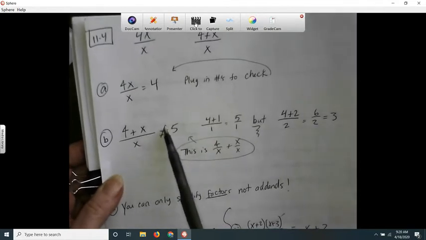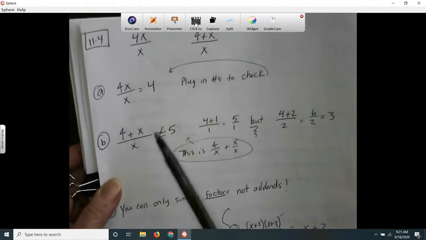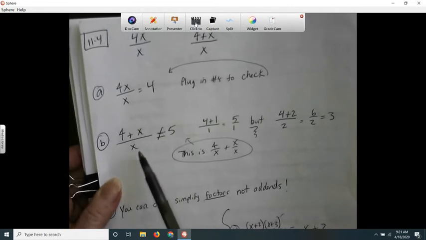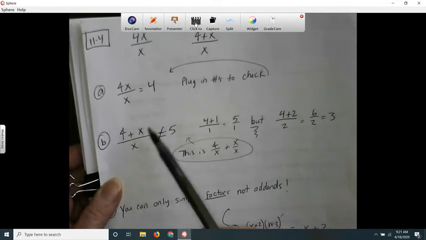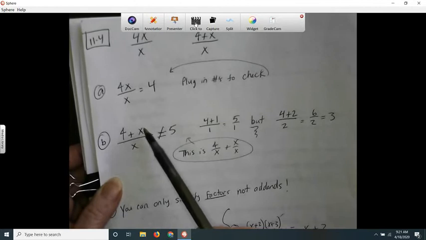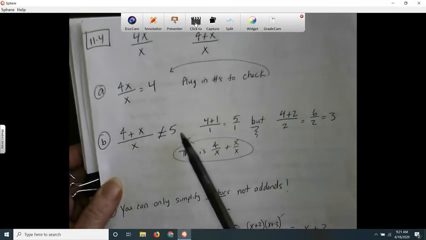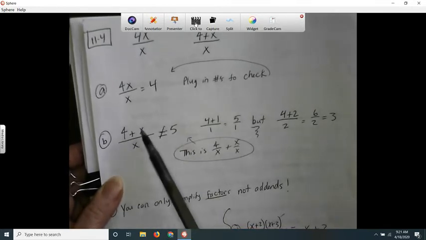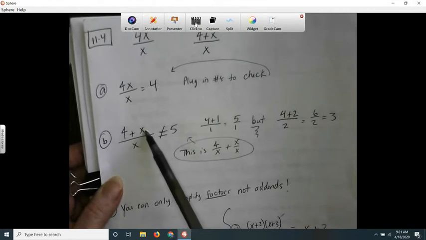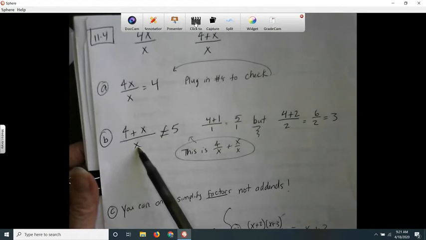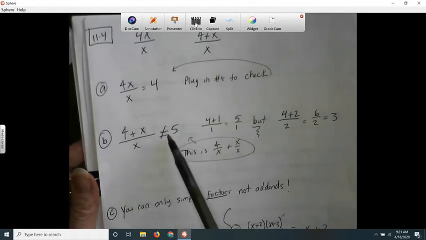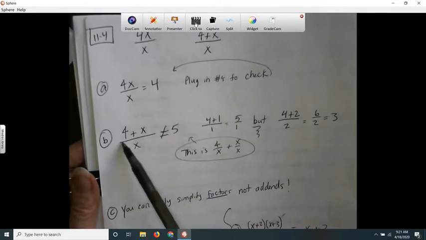First, you might agree with Mr. Wonder and say, oh yeah, (4 plus x) over x is 5. You might agree, but then when you plug in your 1, 4 plus 1 is 5, divided by 1, that is 5. But what if you plug 2 in? 4 plus 2 is 6, divided by 2 is 3, not 5.